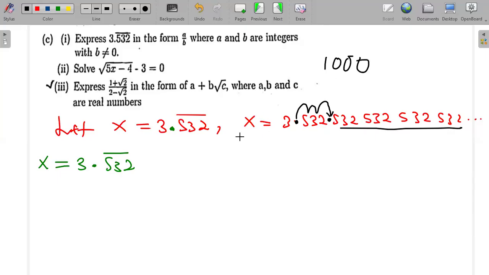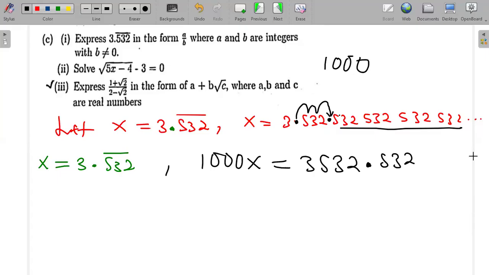So I'll multiply this x by the 1,000. I get 1,000x is equal to, then when I multiply this part by 1,000, this decimal point is going to move 1, 2, 3. So the number that I have now is 3,532.532532532. The 5, 3, 2 still repeats, so I'll just write a bar on top.